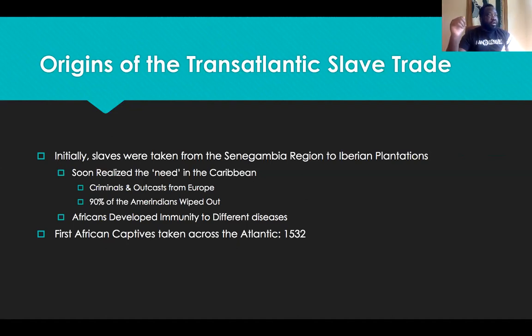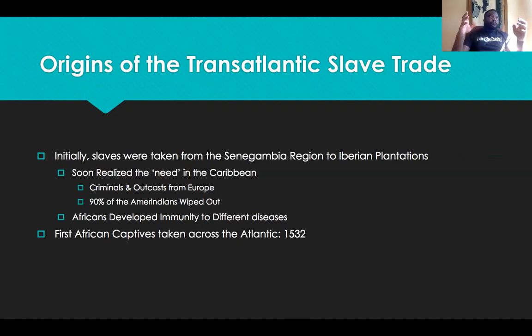First of all, 90% of the Amerindians were wiped out due to the very violent nature of European conquest, right? Guns and these things. So most of them died that way. That's one reason. The second reason is diseases, right?